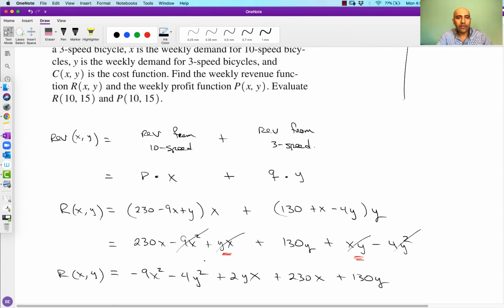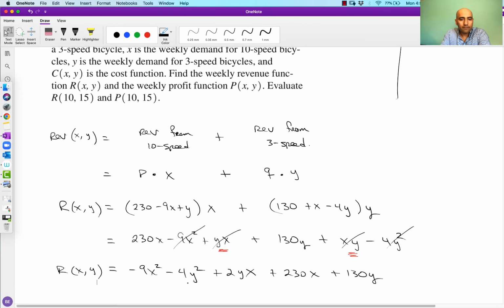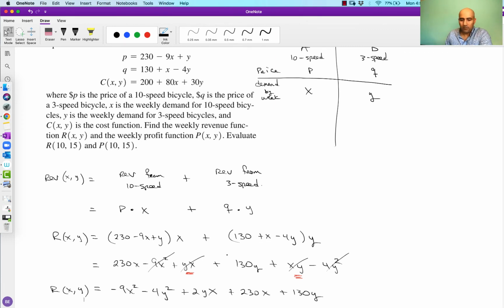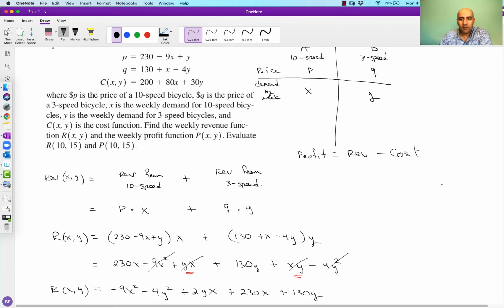Also find the weekly profit function P of xy. Remember, profit is equal to the revenue minus the cost. So all we have to do is take this revenue function and subtract off the cost function. Let's come back up here and say that this is going to be equal to profit is equal to revenue minus cost.